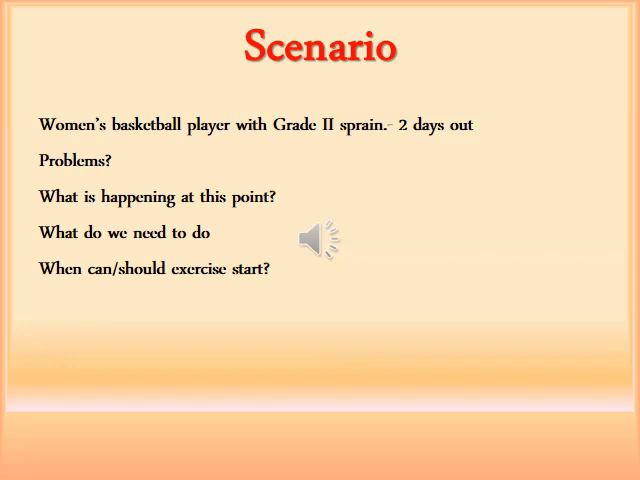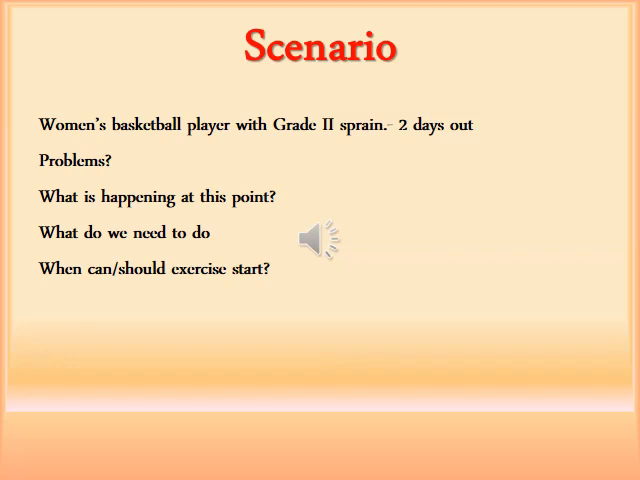So this is a scenario that I'm actually going to have you address in class as a group. We have a women's basketball player with a grade 2 ankle sprain, 2 days out. What problems would this individual have? What would be happening up to that point?